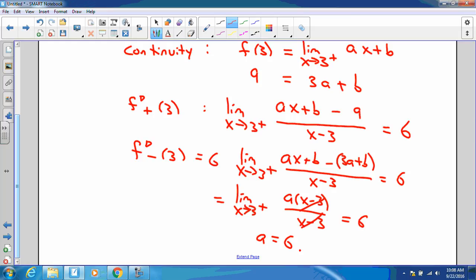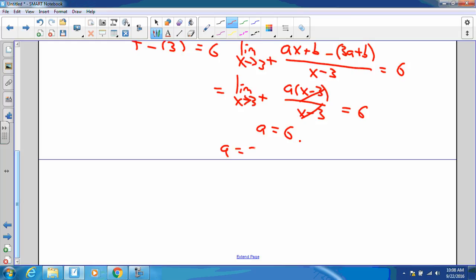That drops out. And if a is equal to 6, then I can go ahead and substitute right here and get 9 is equal to 3 times 6 plus b. And so b is equal to -9. And lo and behold, I have found the unique linear function so that the function is continuous with and has the same direction as f of x equals x squared at x equals 3.